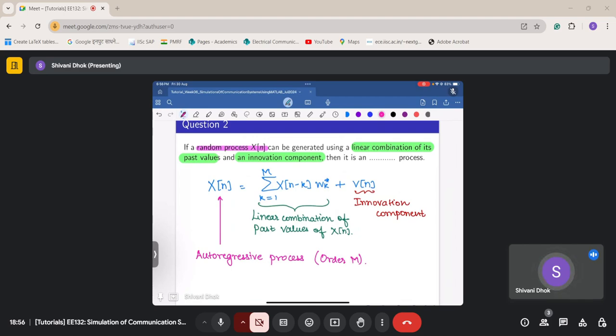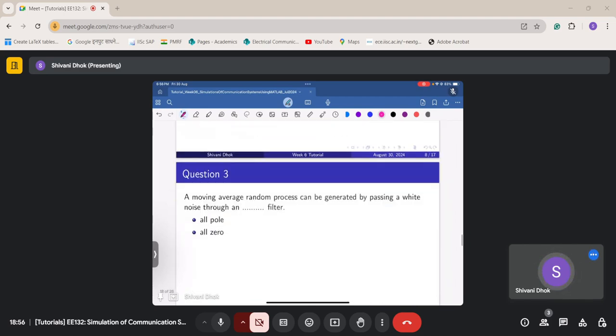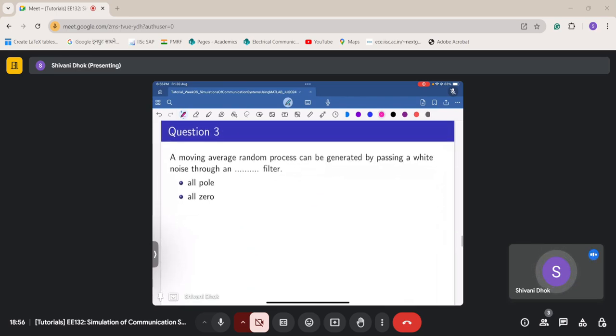Okay, if there are no questions, then let me quickly move on to the next question. The next question is, a moving average random process can be generated by passing white noise through a dash filter. Here the options are all pole filter and all zero filter. First of all, let me tell what an all pole filter is. It means that, first let me define what poles and zeros are, assuming some people might not know this.